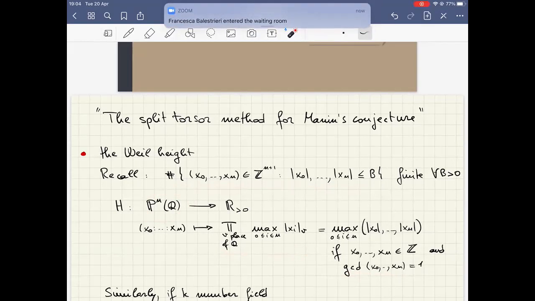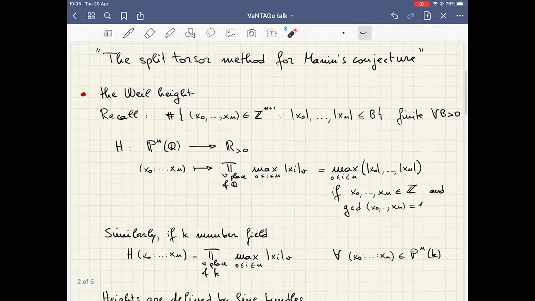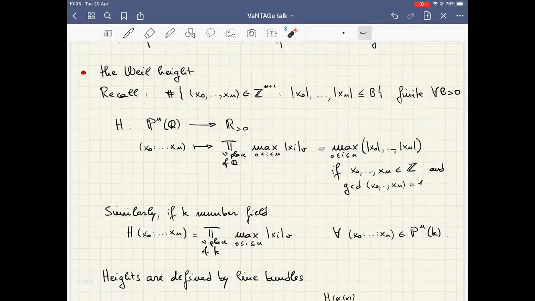This is the starting point for me for why we want to count points of bounded height. We do have cardinalities of sets like this, plus extra conditions added on top, and we want to understand what this cardinality is, and usually we cannot really say what the cardinality is. In this very specific example we can, but in more complicated cases we cannot. So the best we can do is try to understand asymptotics when we let the bound go to infinity. So this is the classical Weil height, and this was the height for the projective space over Q.